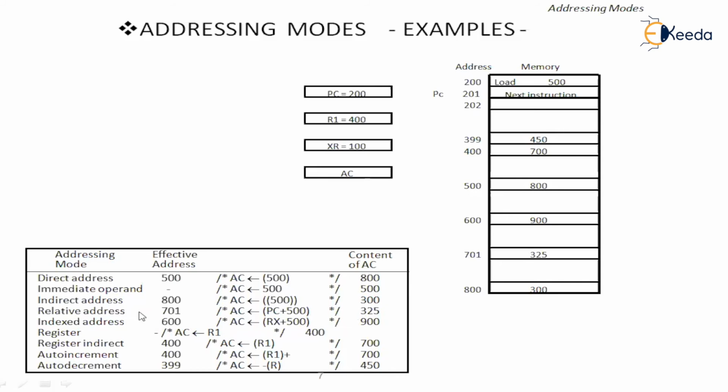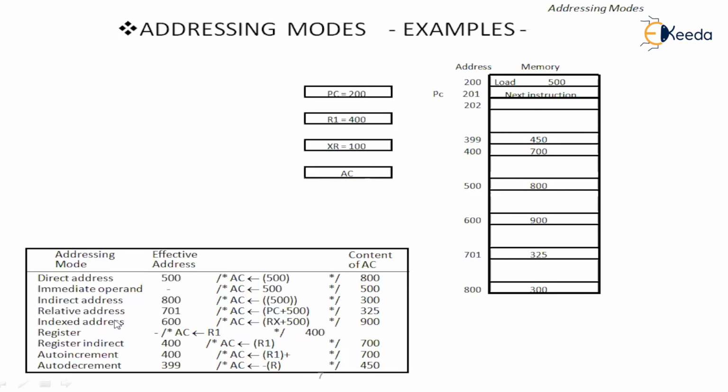Relative addressing mode: the address part of the instruction will be added to the program counter value. 500 plus 201 is 701. Go to 701, in which the content available is 325. 325 will be transferred to the accumulator. That is, the program counter is 201 and the address part of the instruction is 500. Program counter plus 500 is 701. In 701, 325 is available, so 325 will get transferred to the accumulator. Memory of PC plus 500.